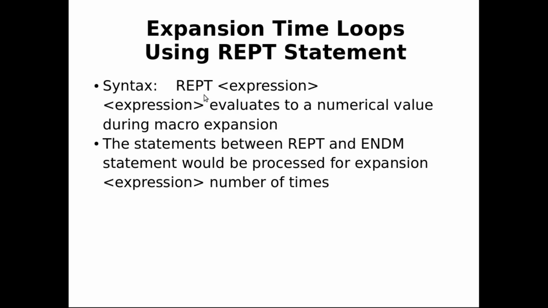And what is the meaning of this statement is that whatever statement appears between repeat and m statement, so there will be a repeat statement and there will be an m statement, and whatever statements appear between these two statements would be processed for expansion expression number of times. So if this expression is 5, those statements will be processed 5 times. If the value of expression is 3, those statements will be processed 3 times. So how many times the loop will be repeated depend on what value we have for the expression.